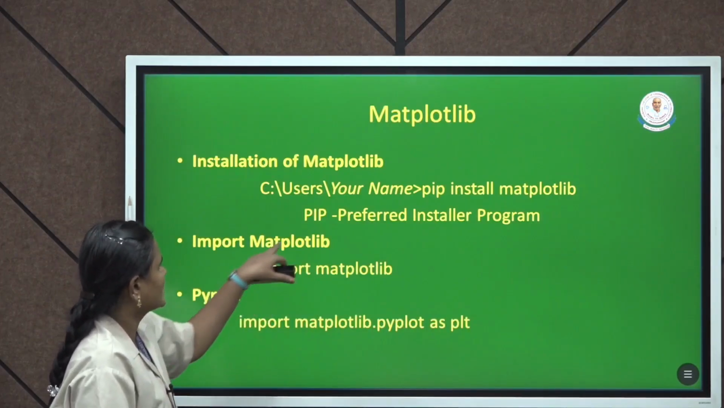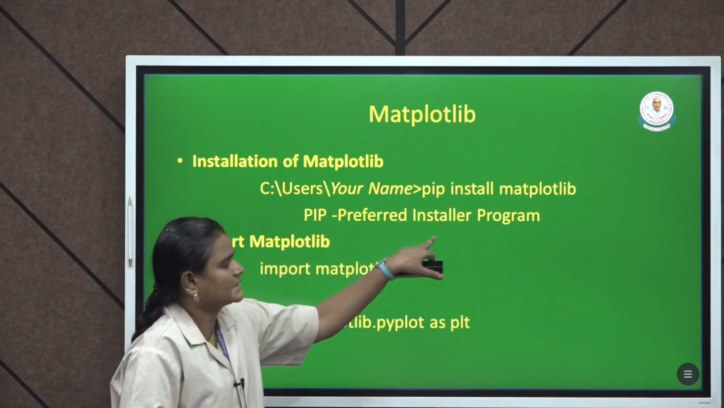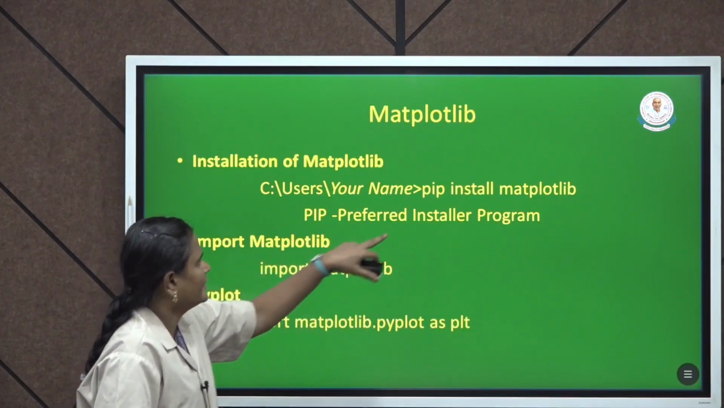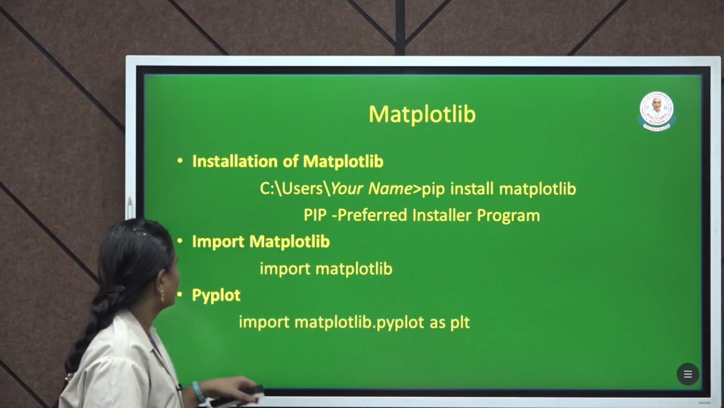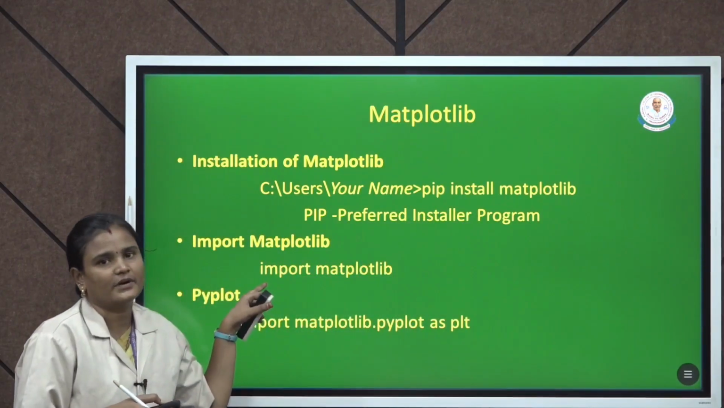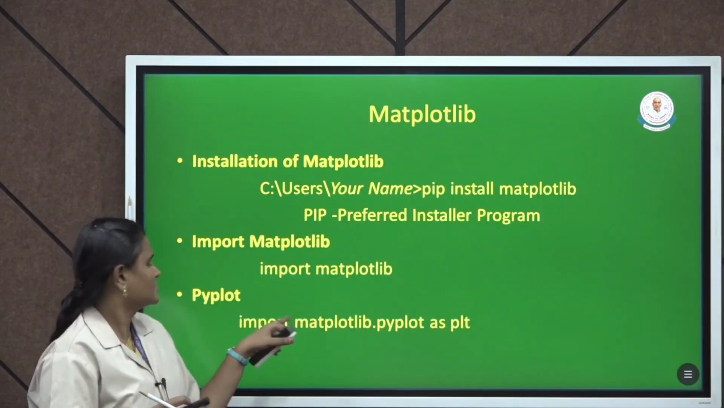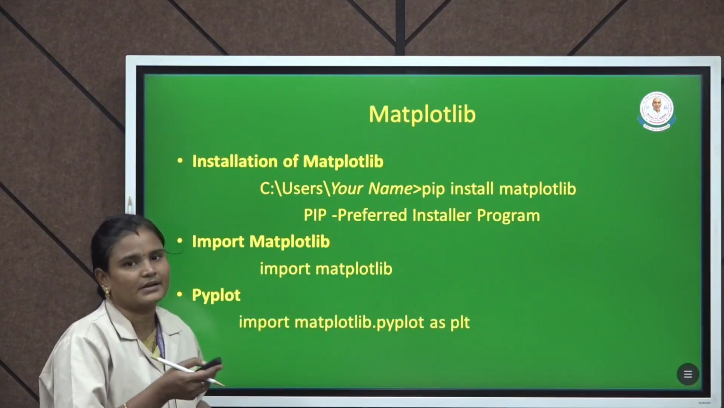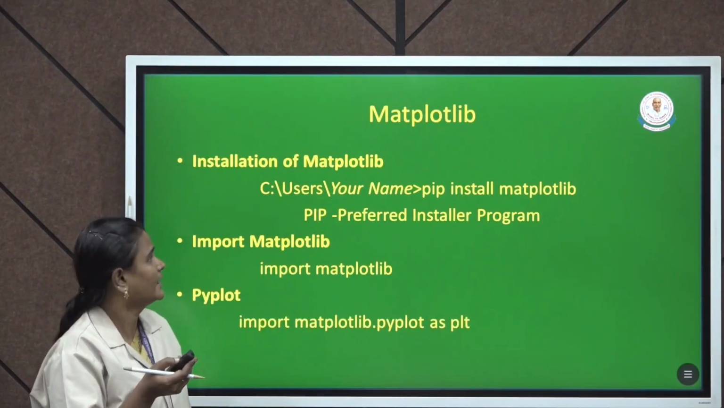Now we are going to see how to install the Matplotlib library in Python. We use the command pip, the preferred installer program: pip install matplotlib. Then import is used for importing the Matplotlib library. Pyplot is used for generating graphs in Python.